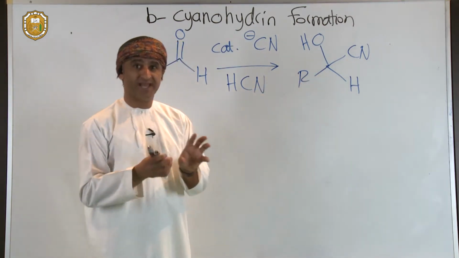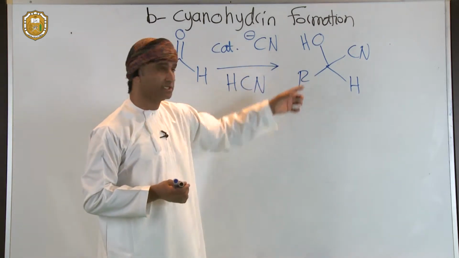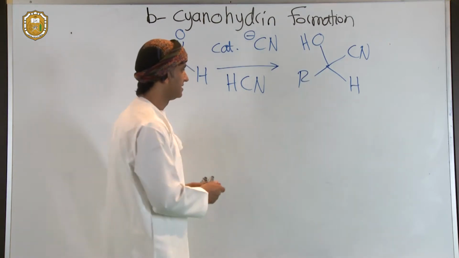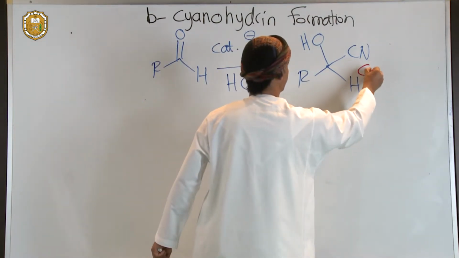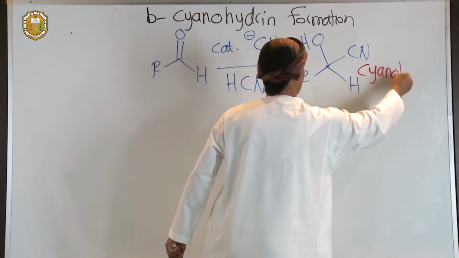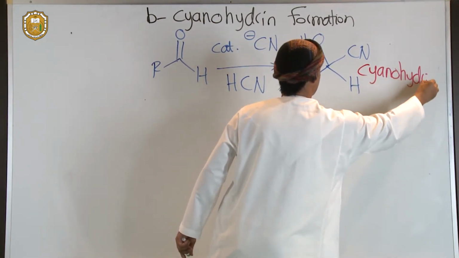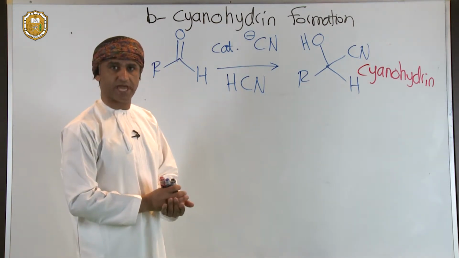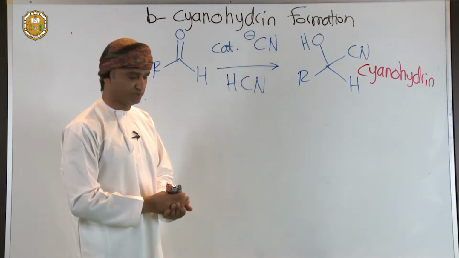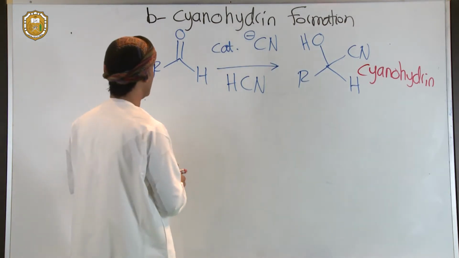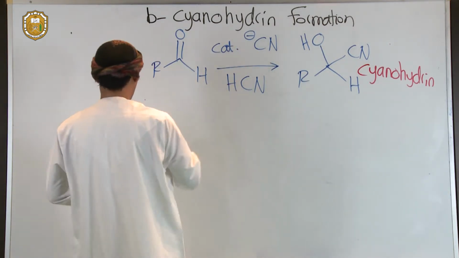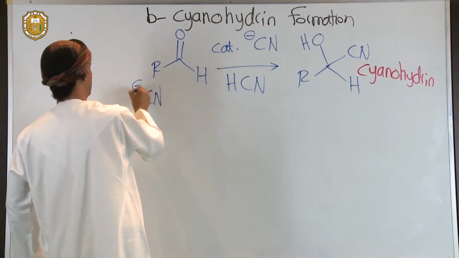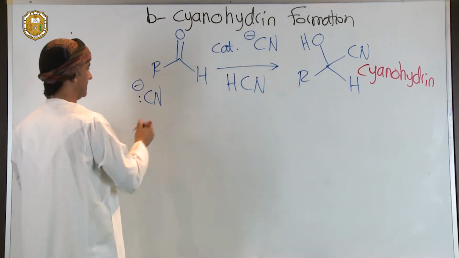When carbon has a cyano group and a hydroxyl group attached to it, it's called a cyanohydrin. So this product is a cyanohydrin. It's an example of a nucleophilic addition reaction on aldehydes and ketones in general. So what happens is that the cyanide ion will come and attack. So we can write the cyanide ion here. The cyanide ion will come and attack.